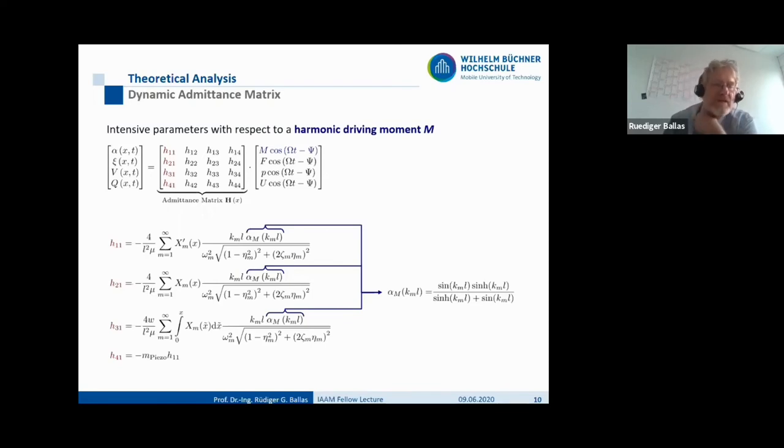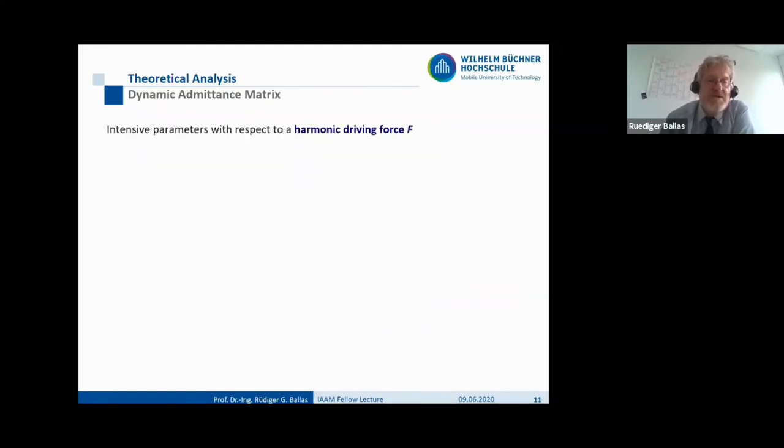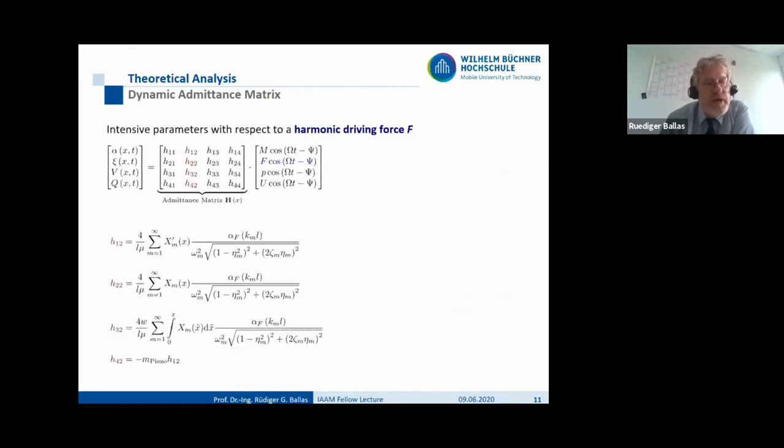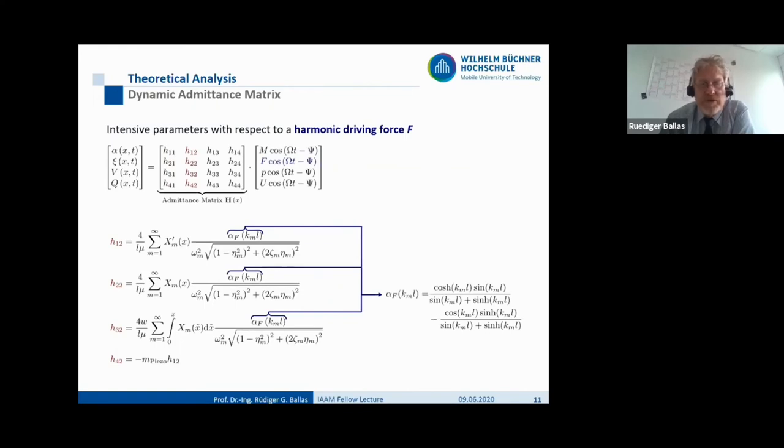I call it here alpha indexed M. That stands for the moment that is applied, and it's also a mixed combination of sine hyperbolic and sine functions, which you have to take into consideration if you want to calculate the complete dynamic characteristics. Also, the driving force, I don't want to show you the way, I just show you the result. You also get an expression for what will happen if a force F is applied: the bending angle, the tip deflection, the volume displacement, and also the generated charge Q. You also get, again, a quantity called alpha indexed F.